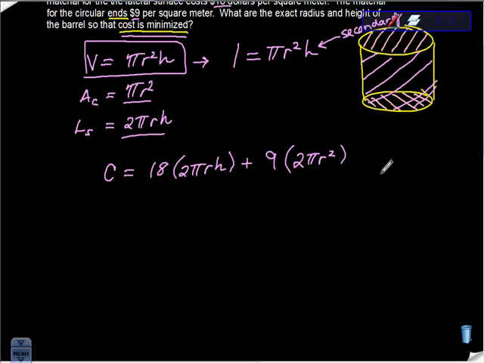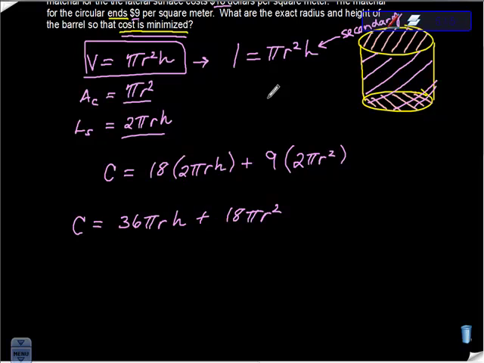And when I simplify it, it's going to come out looking like this, that the cost is equal to 18 times 2 is 36, so 36 pi r h, plus 9 times 2 is 18 pi r squared. Here's the rub now, and this is a serious issue, is that we have this equation in terms of 2 variables. We have the variable r for radius and the variable h for height.